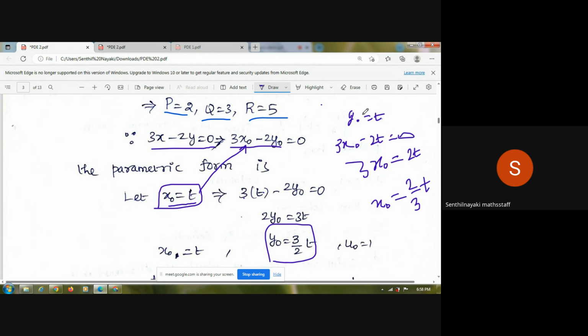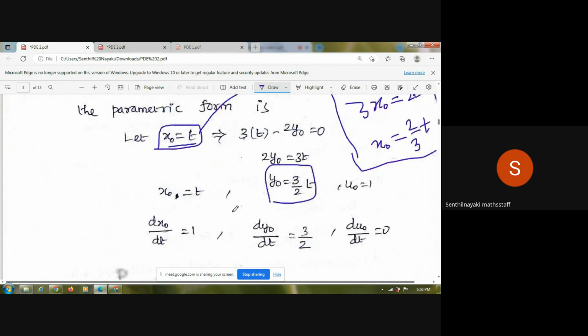Okay. So if you assume y naught equal to t, then we get x naught equal to 2 by 3 into t. So in the final answer we get the same answer. There is no restriction for assuming the value of t only x or only y. We can assume the parametric value t to any variable, either x or y.